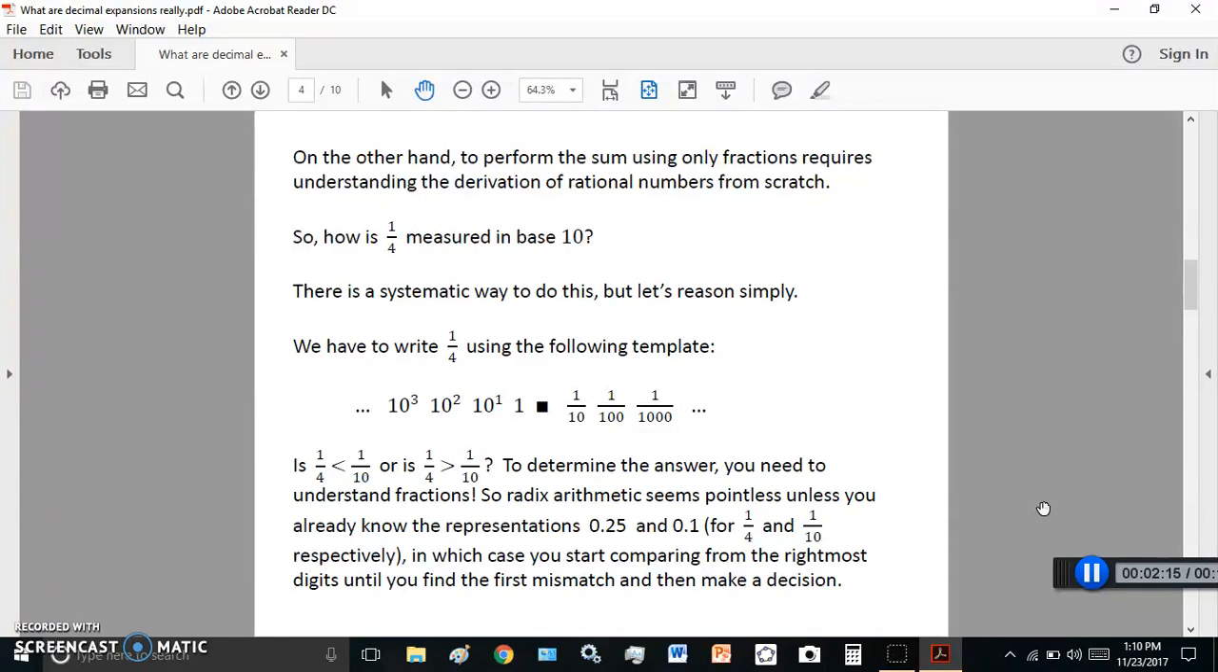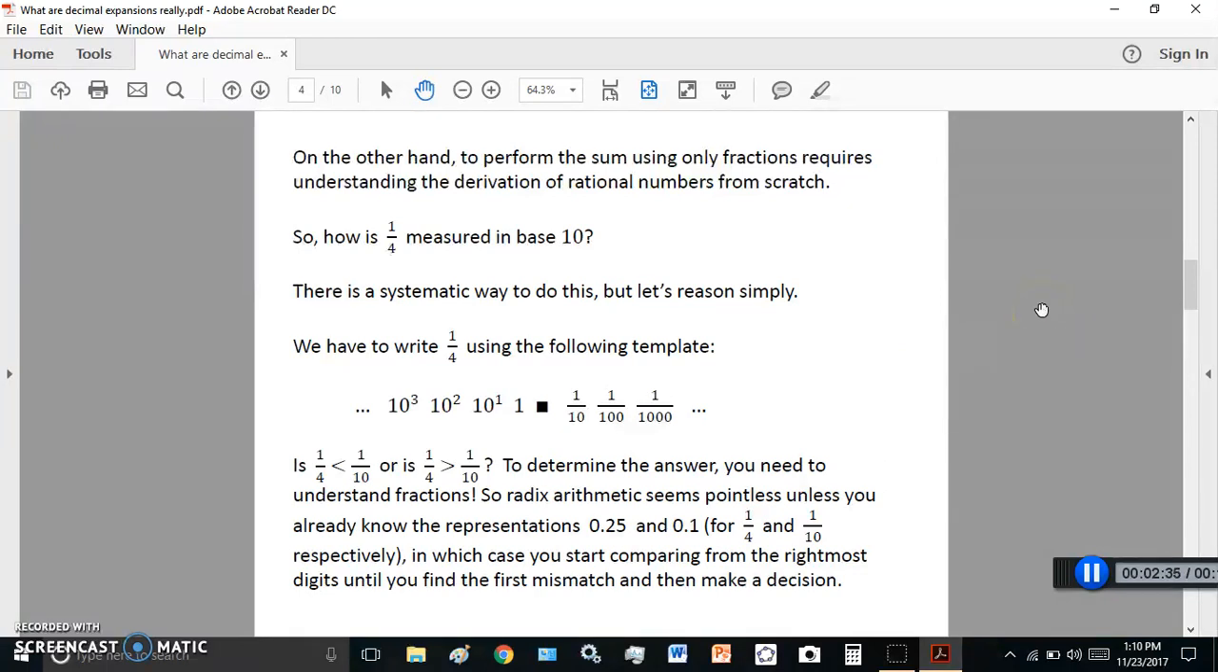If you look at that template there in front of you, it's got powers of 10 to the left of the radix point and also to the right of the radix point. So the first thing you have to ask yourself is: is a quarter less than 1/10 or is it greater? To determine the answer, you need to understand fractions.